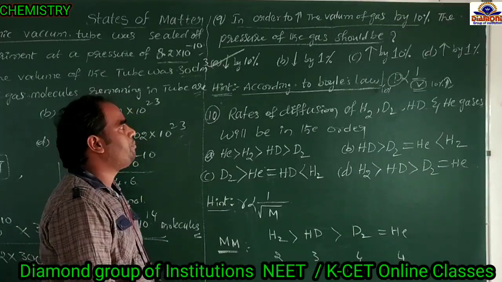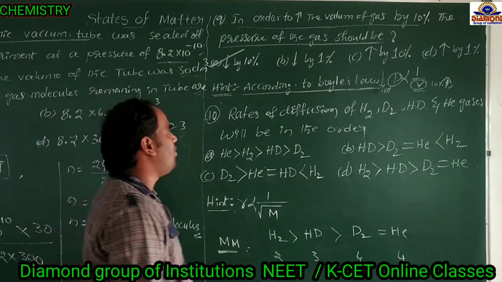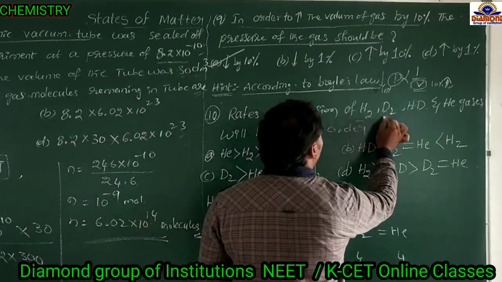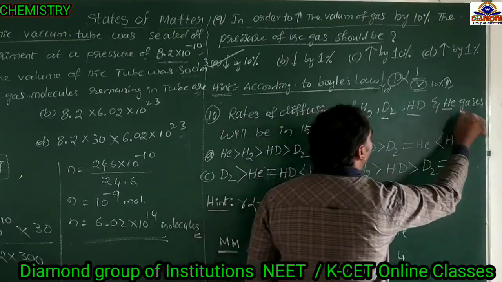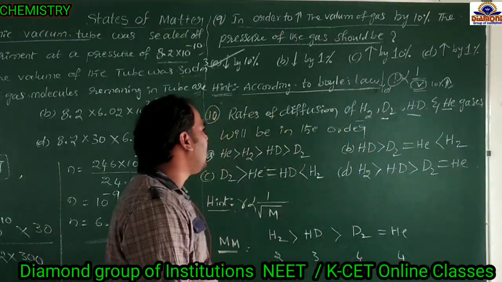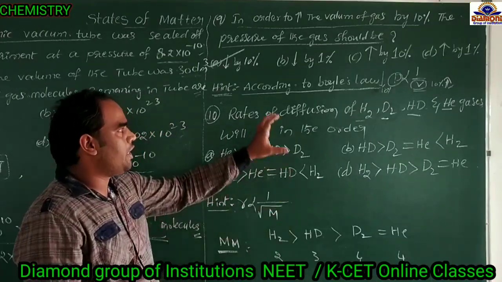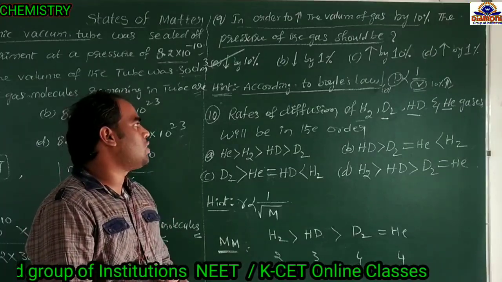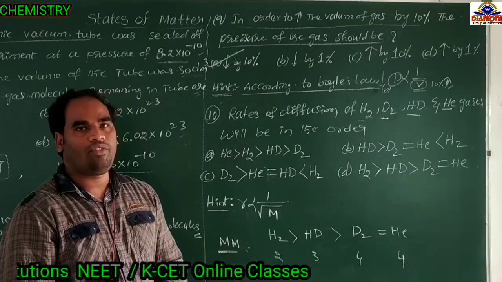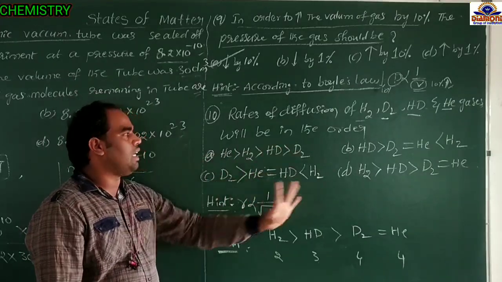Next, question number 10. Rates of diffusion of hydrogen, deuterium, and helium gases will be in the order. So they are given four kinds of gases. In these four kinds of gases, what is the order of rate of diffusion? So options A, B, C, D.